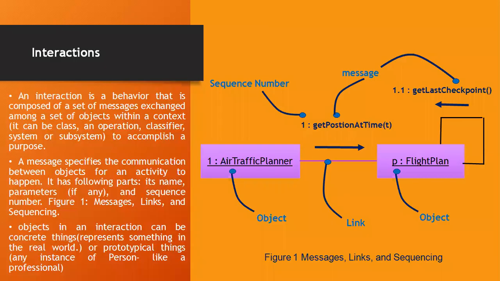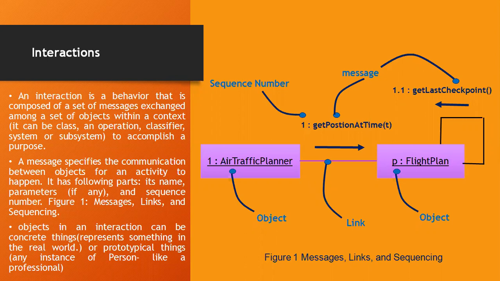Coming to interactions, an interaction is a behavior that is composed of a set of messages exchanged among a set of objects within a context to accomplish a particular purpose. So it can be a class, an operation, classifier, system or subsystem.